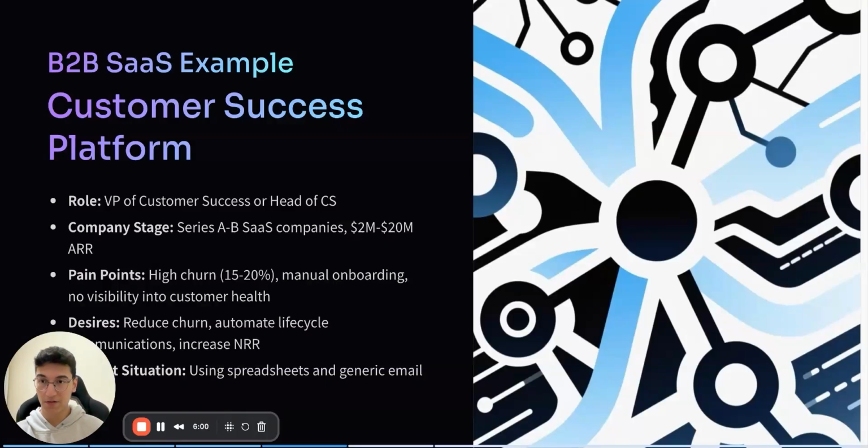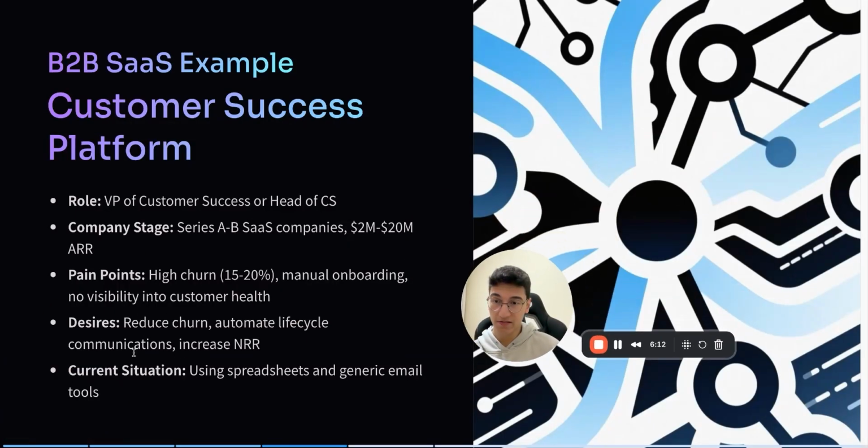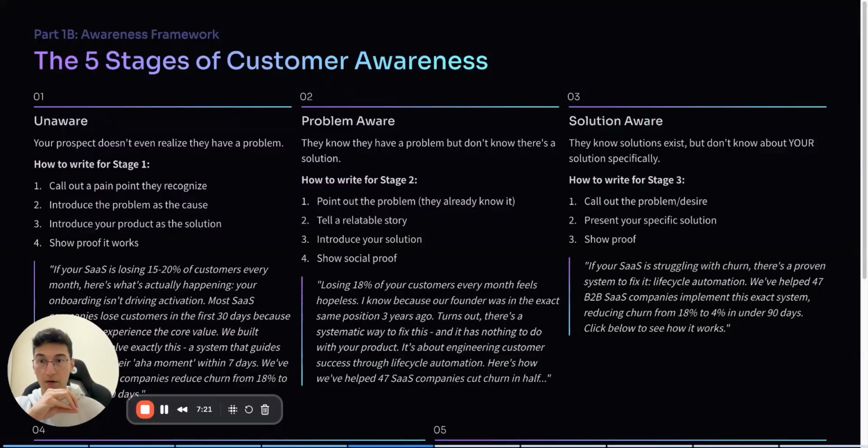So if you are going to run an ad for a customer success platform, and you are targeting the head of customer success, you need to know which desires, current pain points, and current situations you will use. In this case, the desire is reducing churn, automating lifecycle communications, and increasing NRR, because it's customer success. But generally, for all types of ads, for all types of ideal client profiles that you want to target, you need to precisely know who you are targeting.